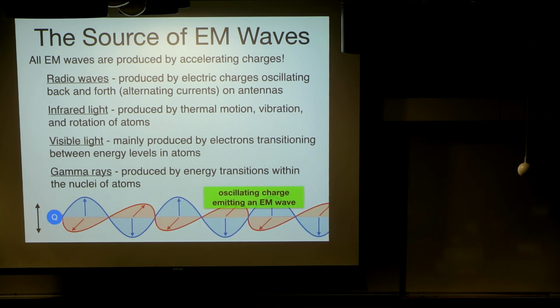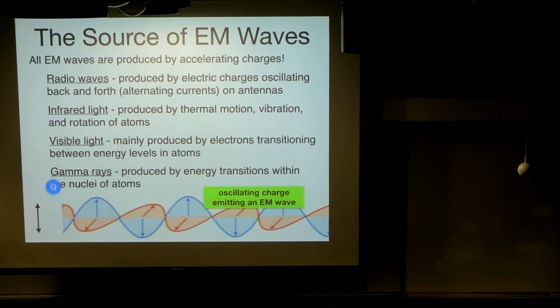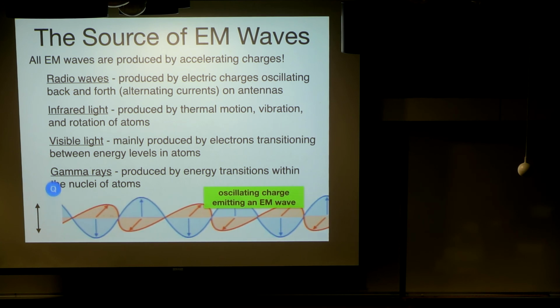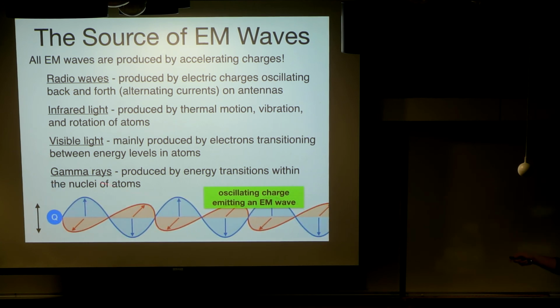So the basic picture you should have when it comes to all EM waves is something like this. You have some charge, you shake it up and down, you accelerate it in some way, and that sends out an EM wave, okay? And that explains all of these different things, okay?